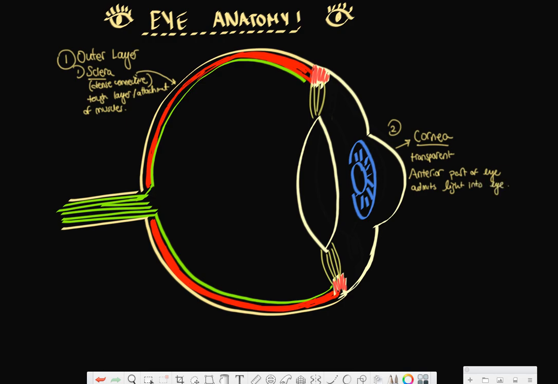The second layer that we have, located a little bit deeper to the outer layer, is what we call the vascular layer. The vascular layer is made up of the choroid, which you can see in red here. Choroid, red to represent blood vessels. So this is a highly vascular layer.